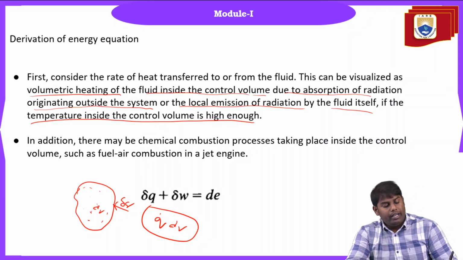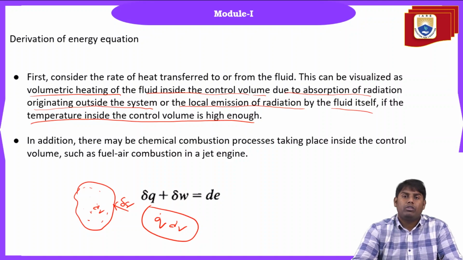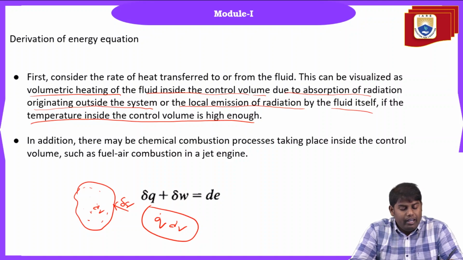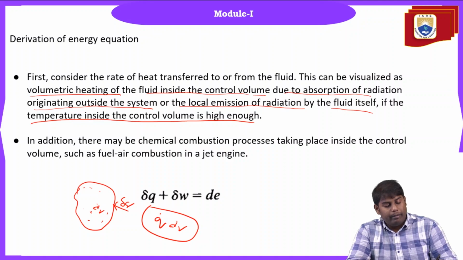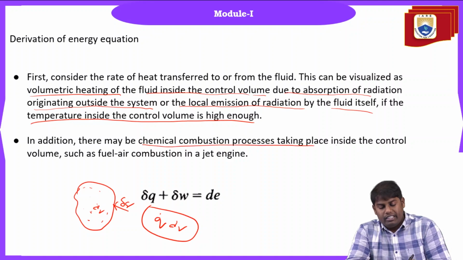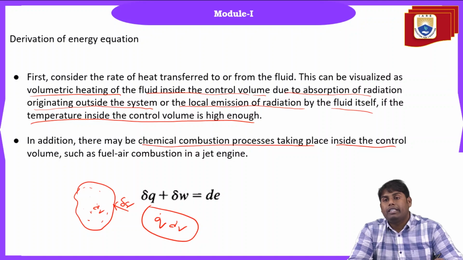Fine. So in addition, there may be a chemical combustion process. The volumetric heating can happen in two ways. One is if you have any radiation that poses on the system, that is one thing. The other is the radiation which is coming out. The other one is the chemical combustion process which is taking place inside the volume, as I told you.